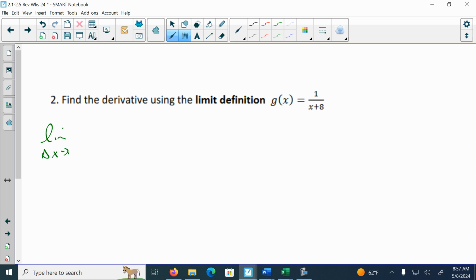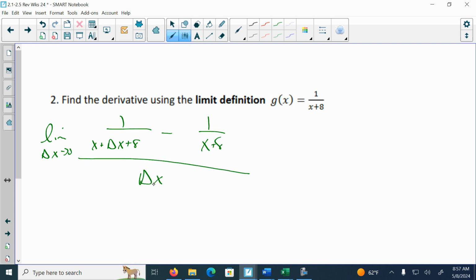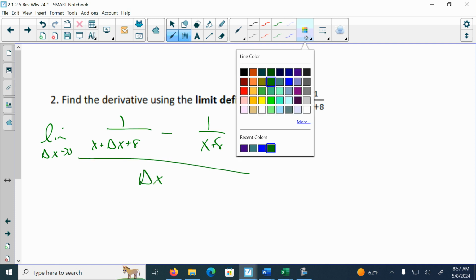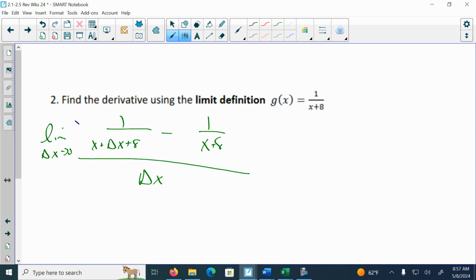Delta x approaches 0. I'm going to have 1 over x plus delta x plus 8, minus 1 over x plus 8. And then this whole thing is over delta x. These ones have denominators, so I'm going to have to make sure I have the least common denominator. So I'm going to multiply by x plus 8 over x plus 8. And this fraction can be multiplied by x plus delta x plus 8 over x plus delta x plus 8.